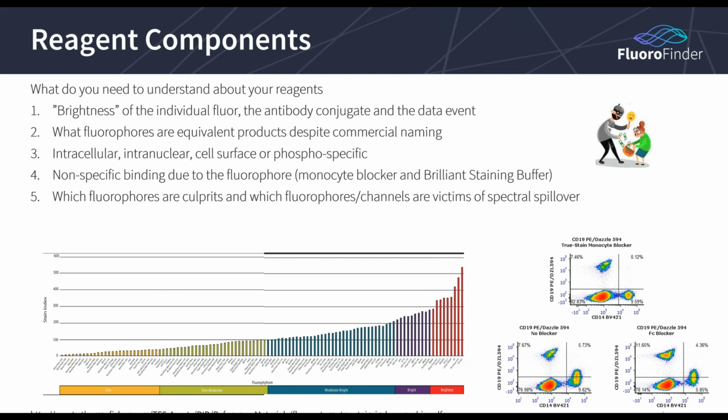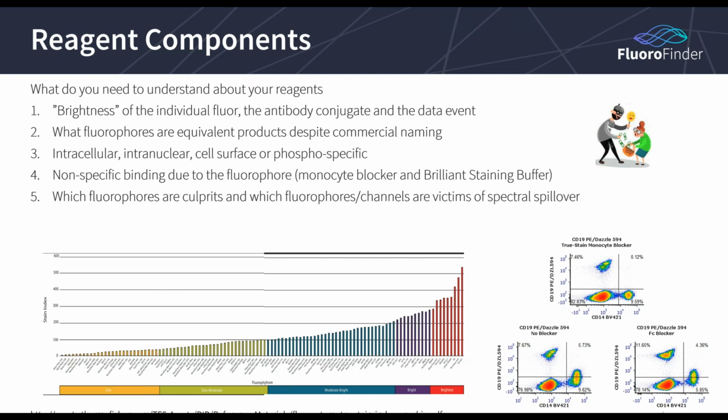If you're using an intranuclear buffer, especially if you're using a phosphospecific buffer, it has the potential to degrade your fluorophore. Fourth would be that you have to consider any nonspecific binding actually due to the fluorophore. So this is why we recommend things like monocyte blocker and Brilliant Staining Buffer. Both of those should be used if you're using more than one Brilliant Violet, especially if it's 421 and one of its tandems. And monocyte blockers, just generally, it doesn't hurt anything. Neither of these hurt anything. They will only make your assay cleaner. So I would highly recommend using them all the time.